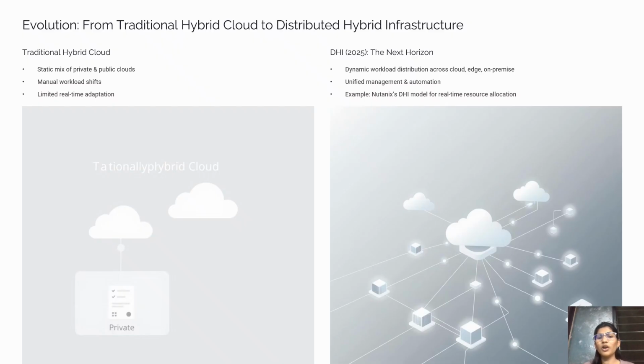Now the next step after the hybrid cloud is distributed hybrid infrastructure. This means connecting cloud, on-premises, and edge computing together. For example, edge computing devices or servers close to the user, like sensors, smart cameras, or 5G towers. Hybrid cloud also makes everything work as a single system. Now move to the next slide.